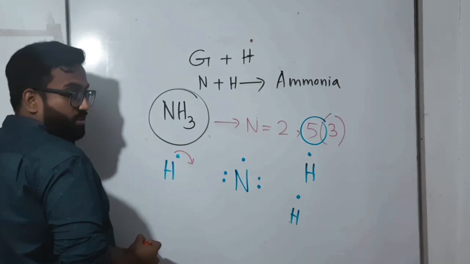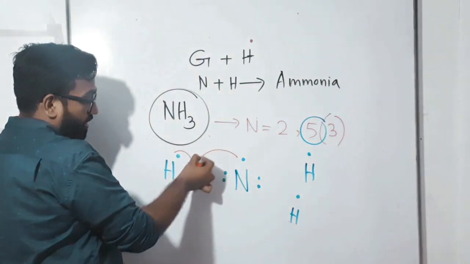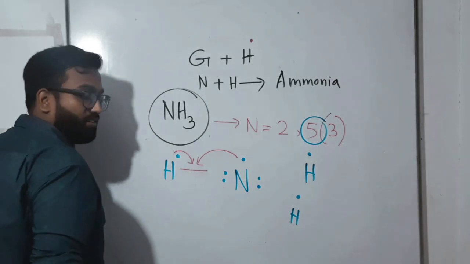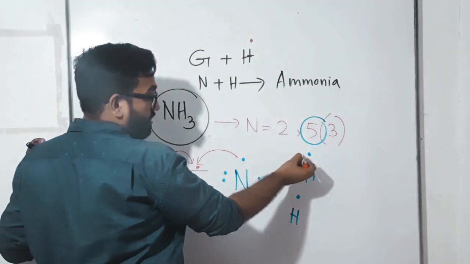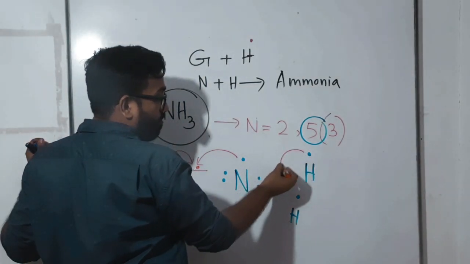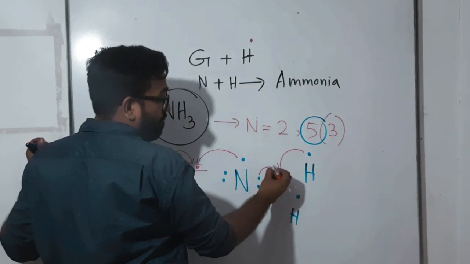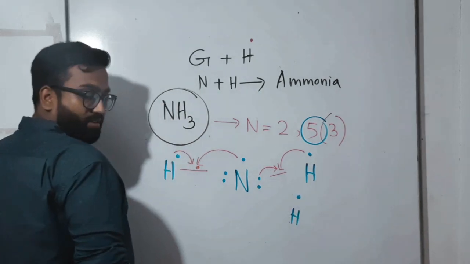So nitrogen told, okay, I'll also give my electron for you. Now 1 bond is made, right? Because 2 electrons make 1 bond. Now here also hydrogen is asking, shall I give my electron? Okay, I'll give you my electron as well, another bond, right?